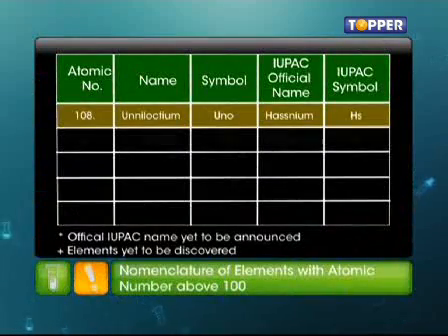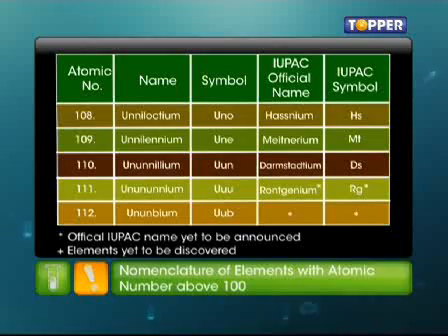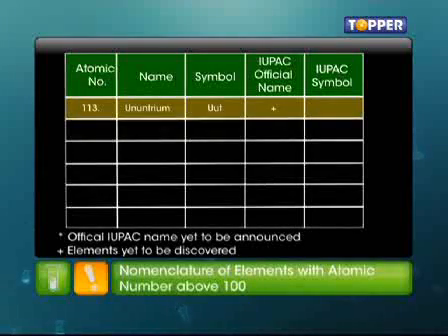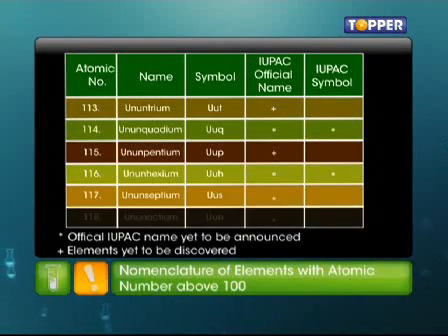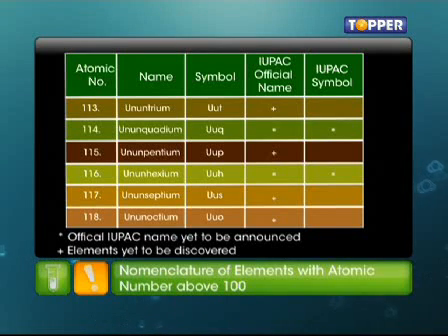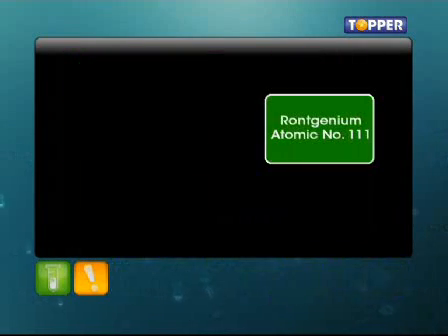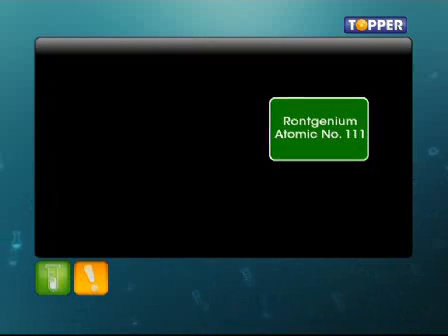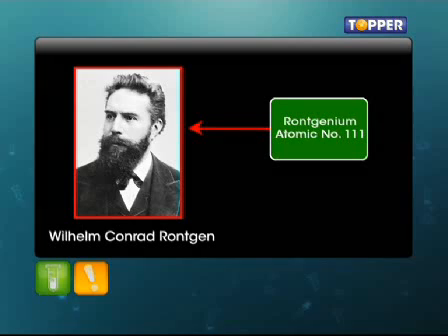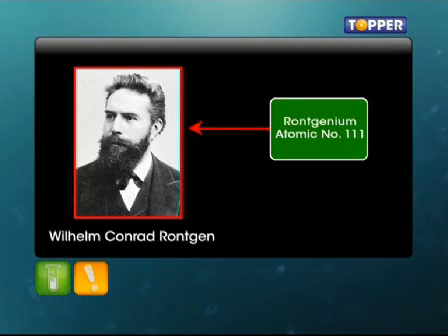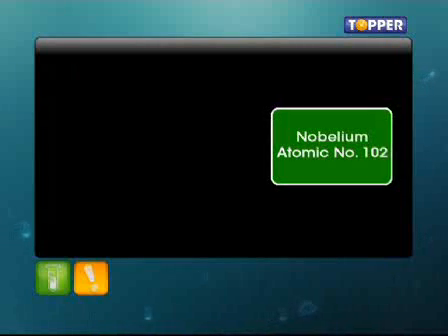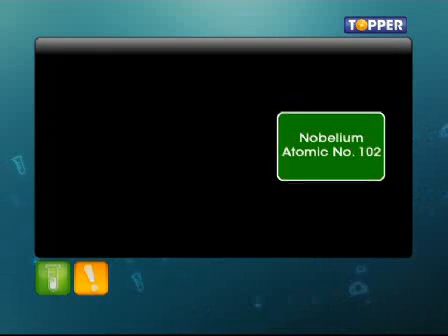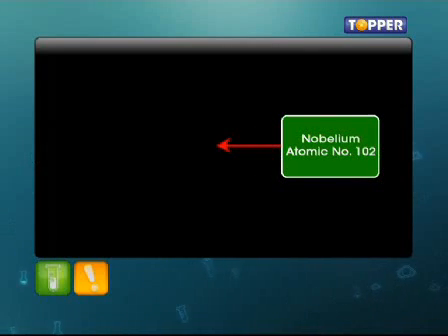Take a look at the table. You will see that the permanent name usually reflects the place of occurrence. These names are allotted in consultation with representatives of countries in IUPAC. Sometimes an element is also named after distinguished scientists as a tribute. Roentgenium has been named after Wilhelm Conrad Roentgen, who discovered X-rays and won the Nobel Prize. And speaking of Nobel Prizes, guess who the element nobelium is named after? That's right, Alfred Nobel.